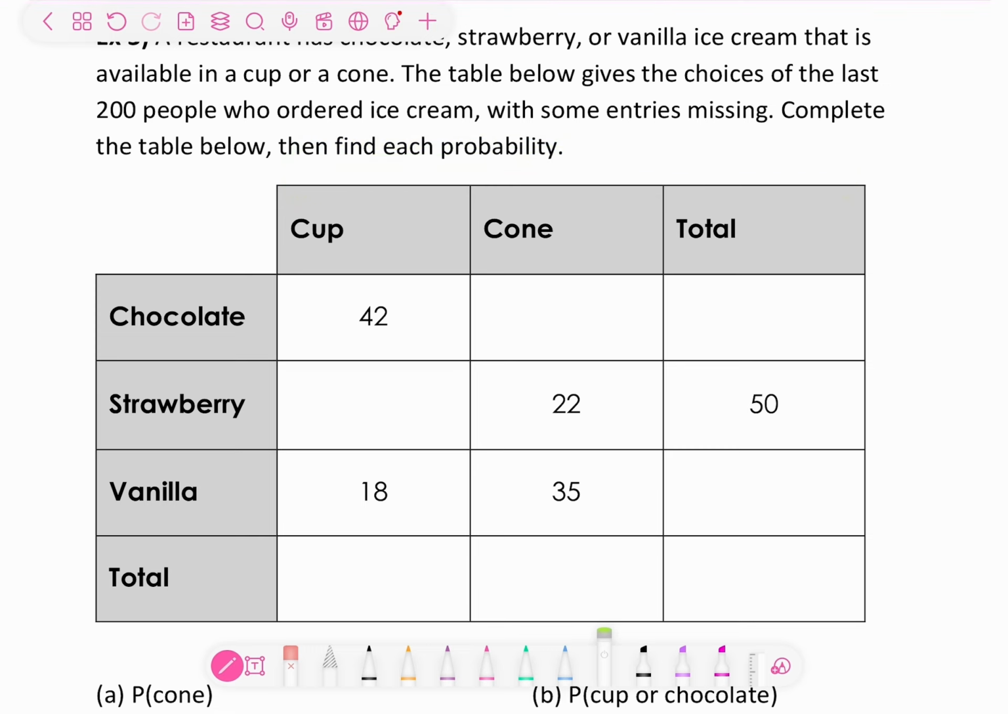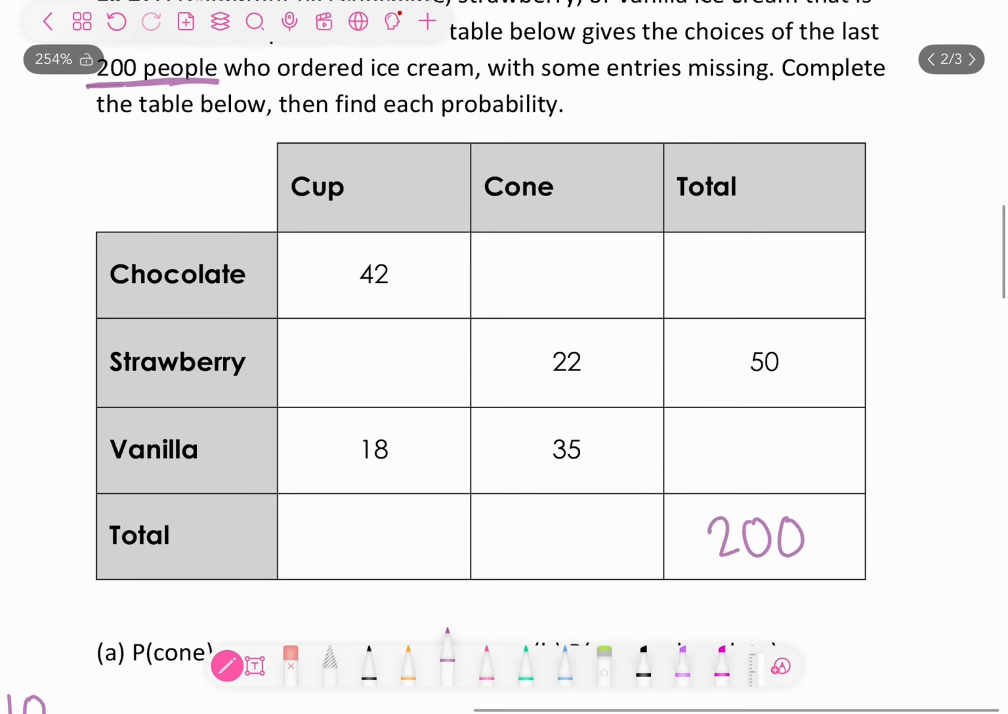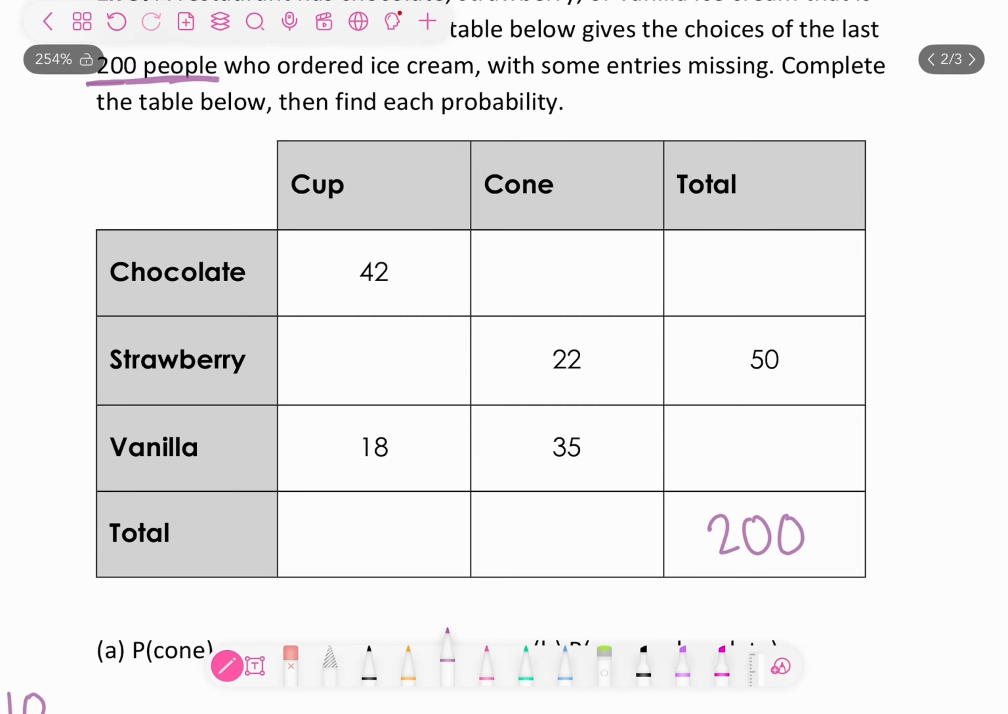All right, so let's fill in this table. One thing I do notice right away is that it gives me the grand total up here because there's 200 people. So I can put that in the bottom right-hand quarter to begin with. All right, now let's go from there. So, for example, I see it's going to be very easy to add up the vanilla cup or cone. So that's 18 plus 35. So that's going to be 18 plus 35 is 53.